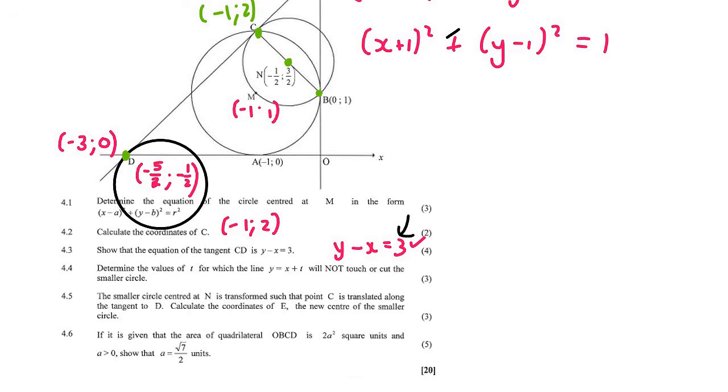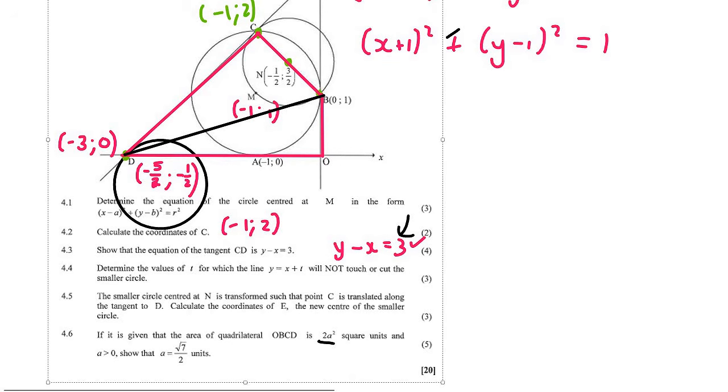Question 4.6 is actually quite easy. They tell us that the quadrilateral OBCD, which I've highlighted, has an area of 2a squared, and then they say find the value of a. So if we were to work out the area of the shape, it's not a kite, by the way. I know it looks like it, but if it was a kite, this length and this length would have to be the same. But what we can do is make 2 triangles like that, and then add the 2 triangles together, and the answer should be 2a squared.